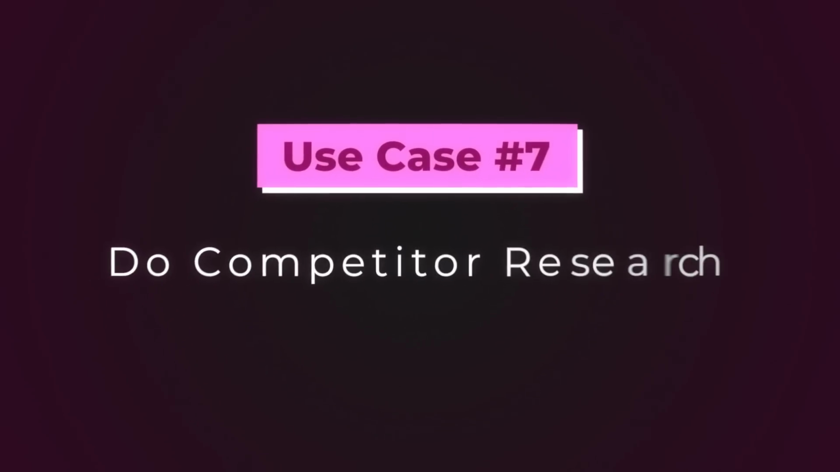Number 7, competitor research. Data scraping is a massive theme that agents are really good at. And one of the best things it can do is competitor research in seconds. Here's exactly how you can use it to do this.